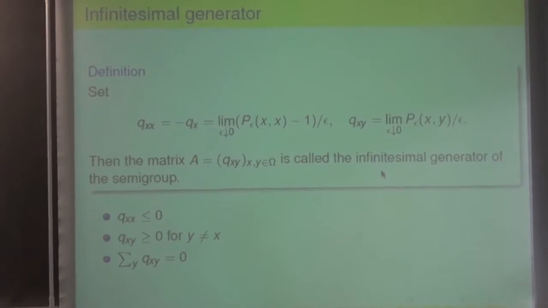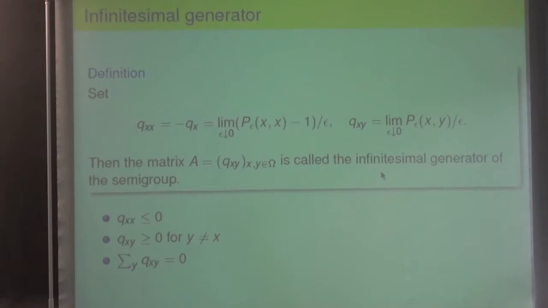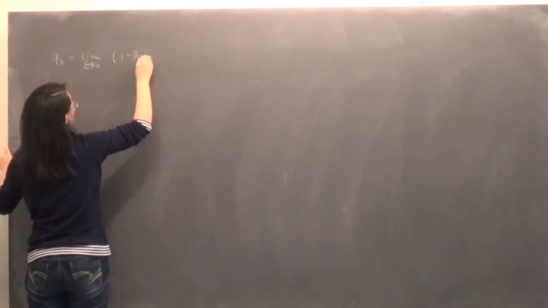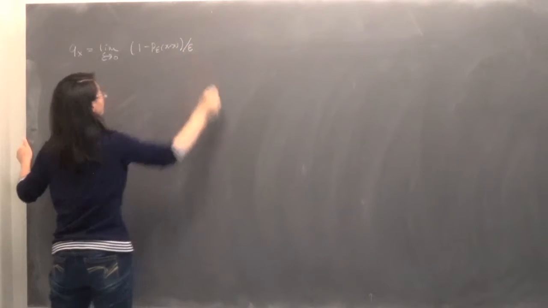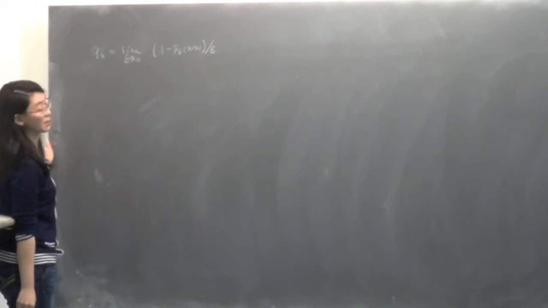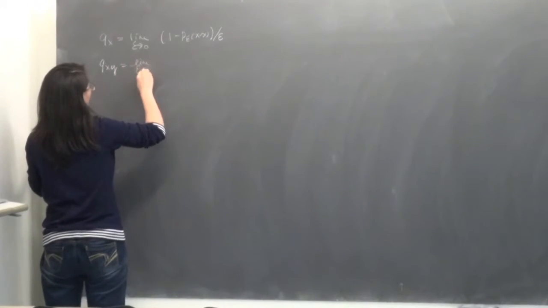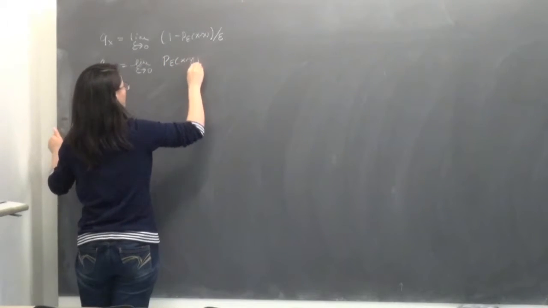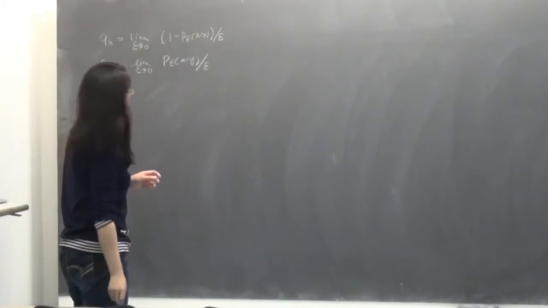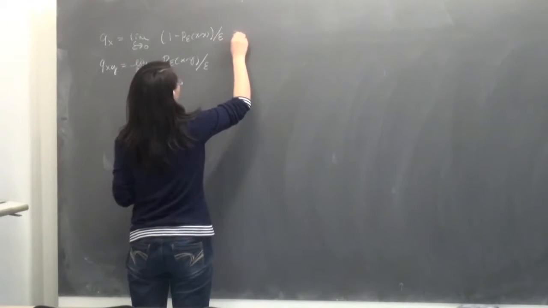Okay, so just a few words summarizing for the infinitesimal generator. In the previous theorem, we already showed that if the semigroup is right continuous, then we can take right derivative. But the notation we used there is Qx is the limit of 1 minus p epsilon normalized by epsilon. And Qxy is the limit of p epsilon over epsilon. So of course, both of them are non-negative.